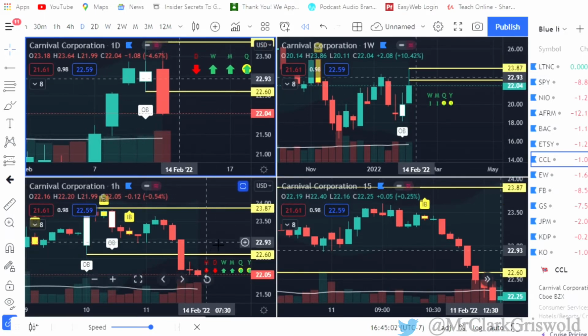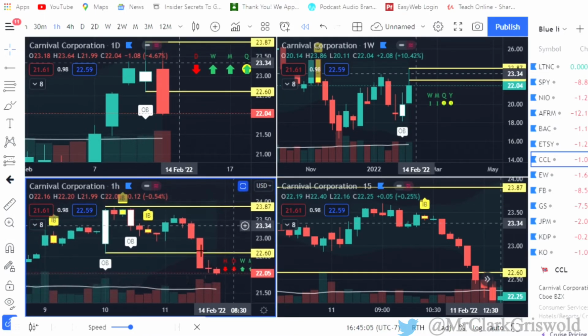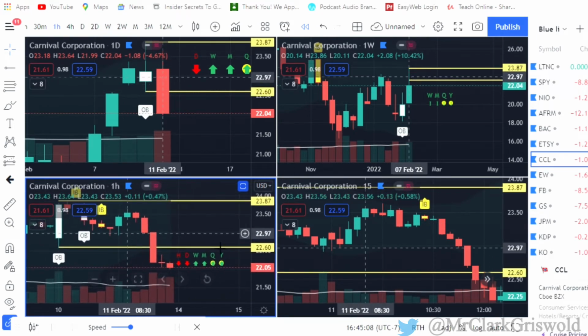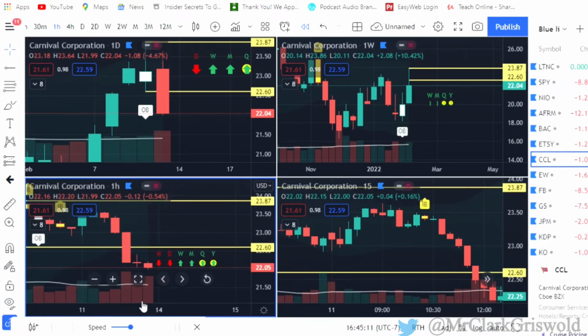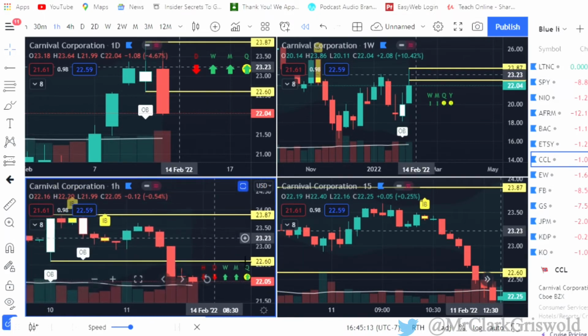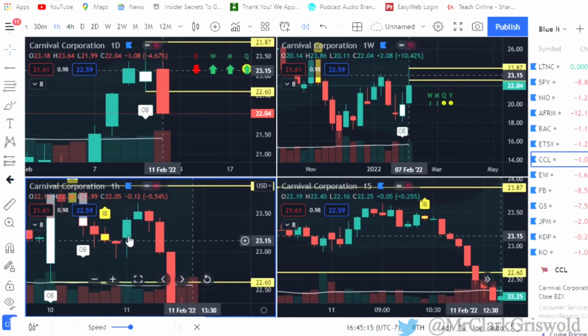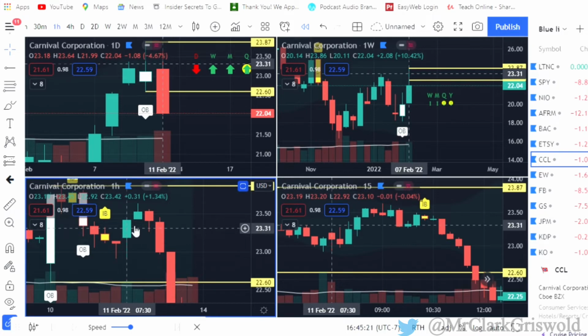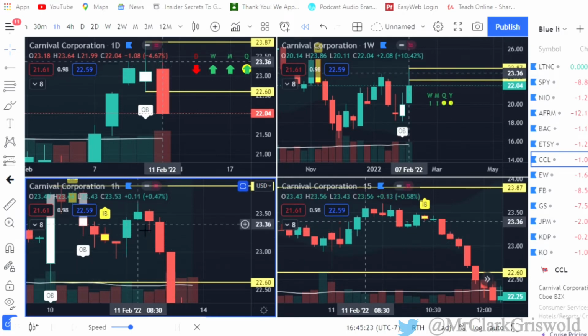So what happens if we go to the hourly on February 11th? So we opened up here with this. I'm going to make this a little bigger for you guys. We're on the bottom left now. This is our hourly chart. This is our opening candle right here. This green hammer here. Okay, so we start here.